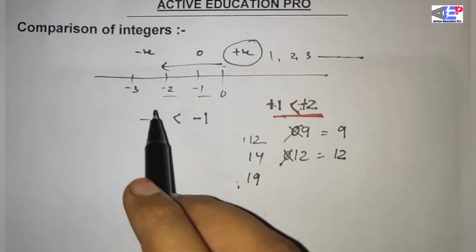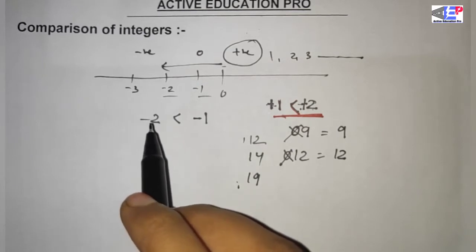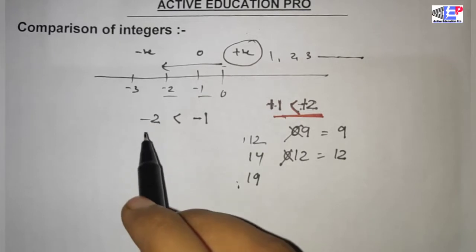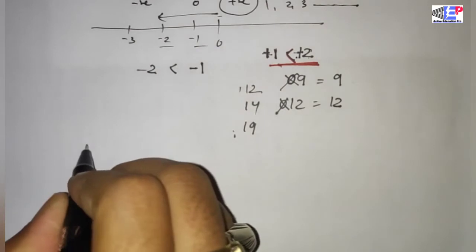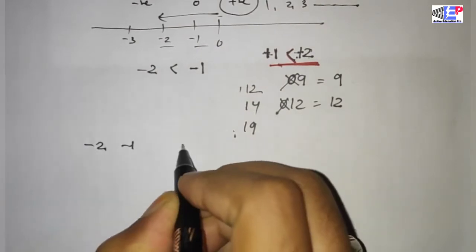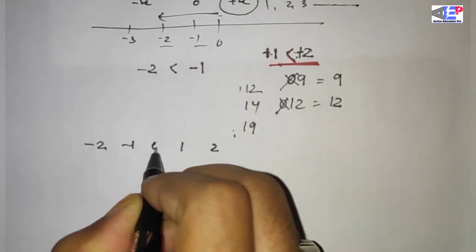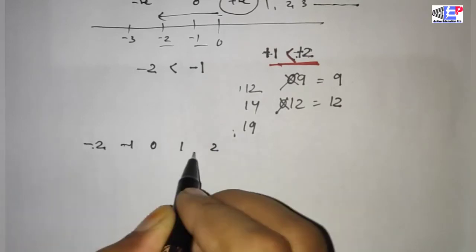Anyhow, you have to put negative signs. It is compulsory to put negative signs for negative integers. So minus 2, minus 1. Look here, minus 2, minus 1, 1 and 2, there is a 0. Minus 2, minus 1, 0, 1, 2.